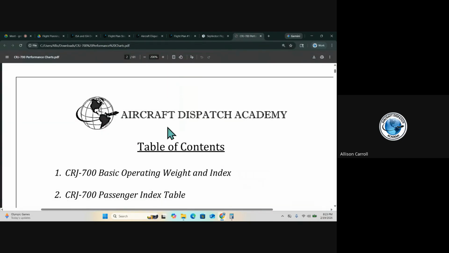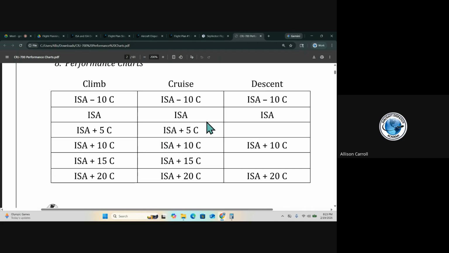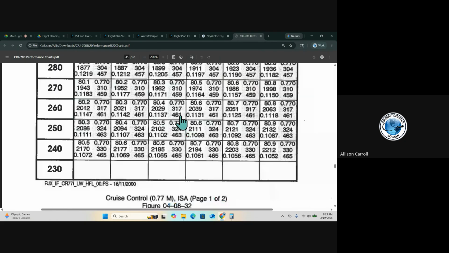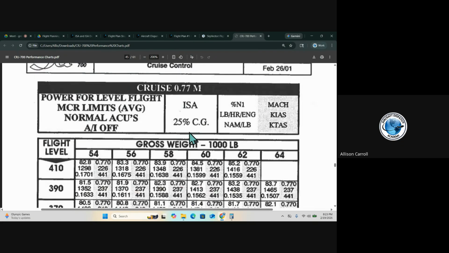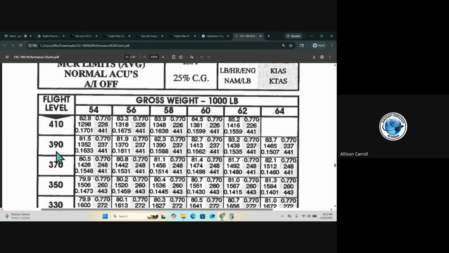Let's go to our cruise charts now. We have ISA minus 10 and ISA. Which one are we going to use and why? Our deviation is ISA minus 1. ISA, because you want to go warmer. There you go. So cruise and regular ISA right here. Cruise and ISA. All right. So guess what? We have our cruise chart that we're going to use.